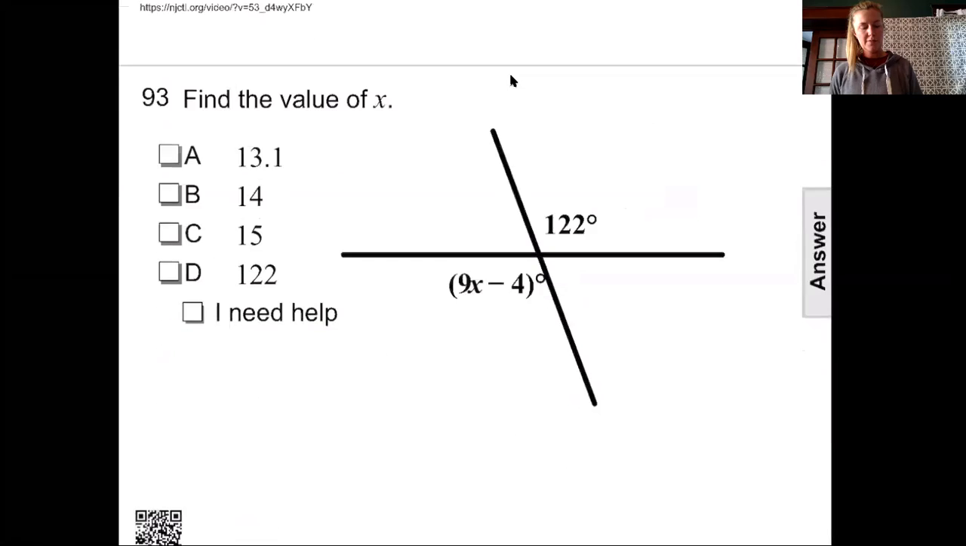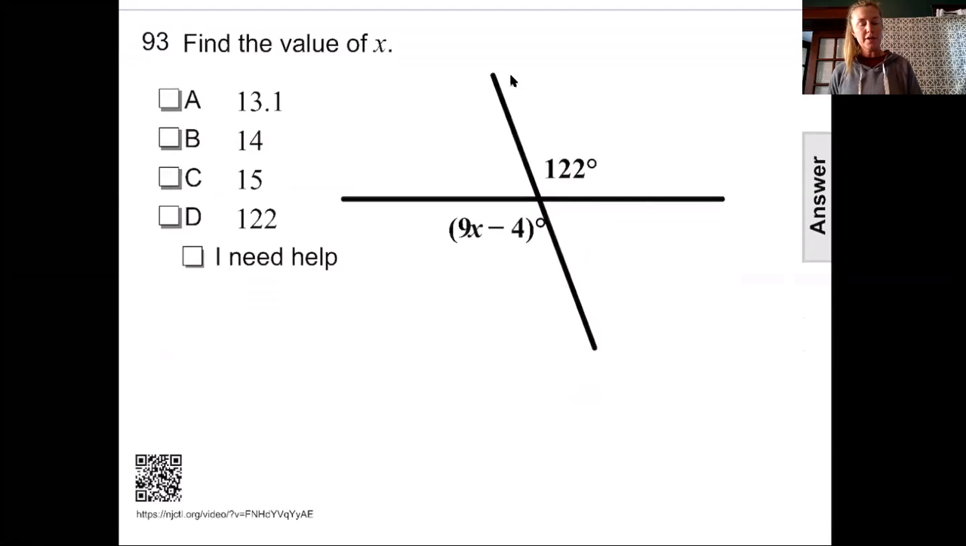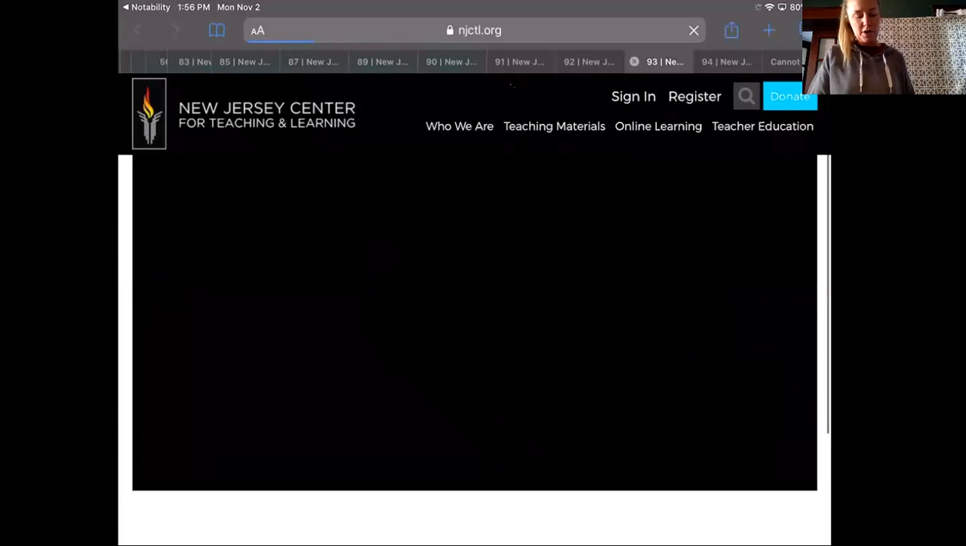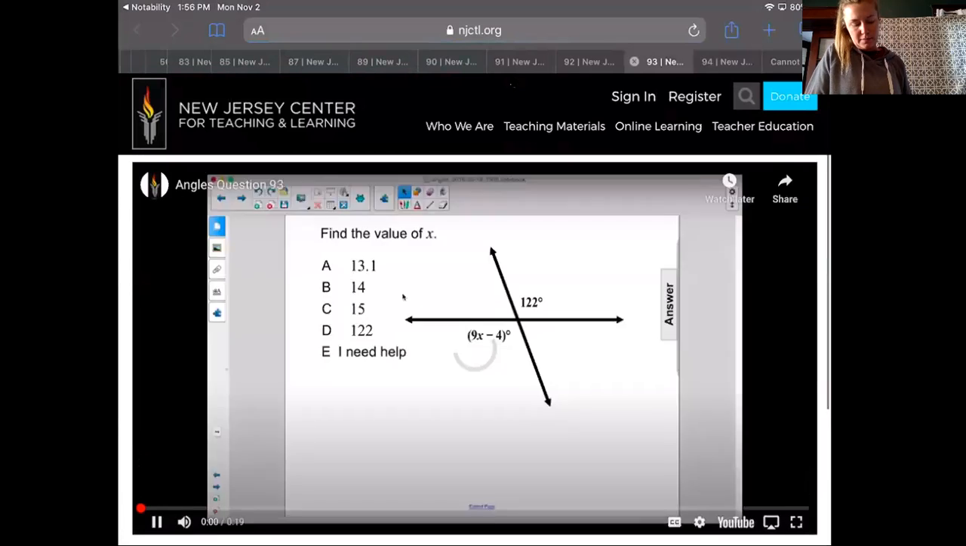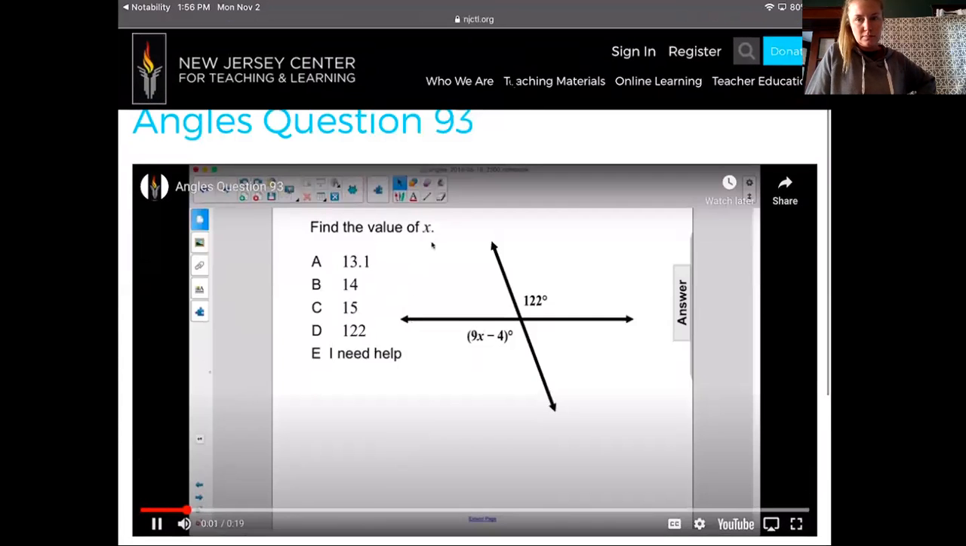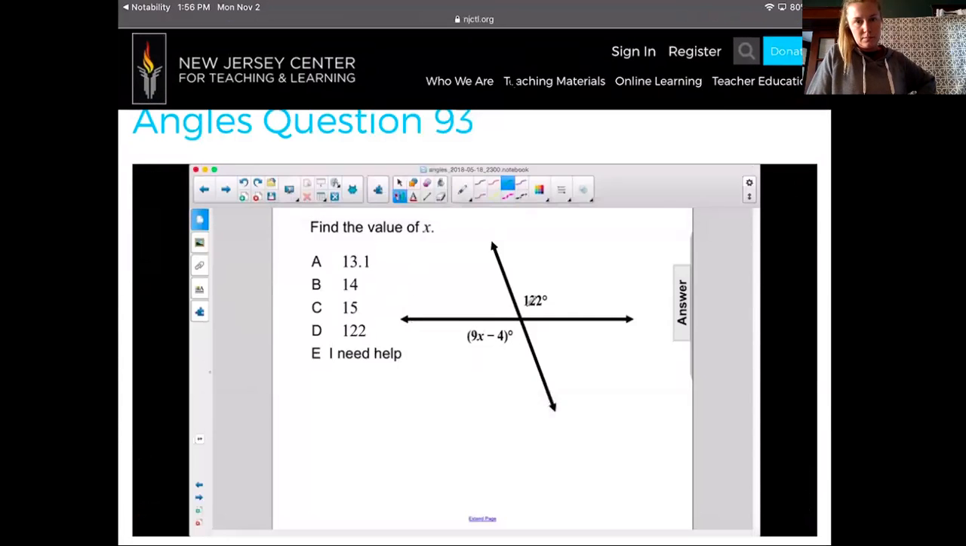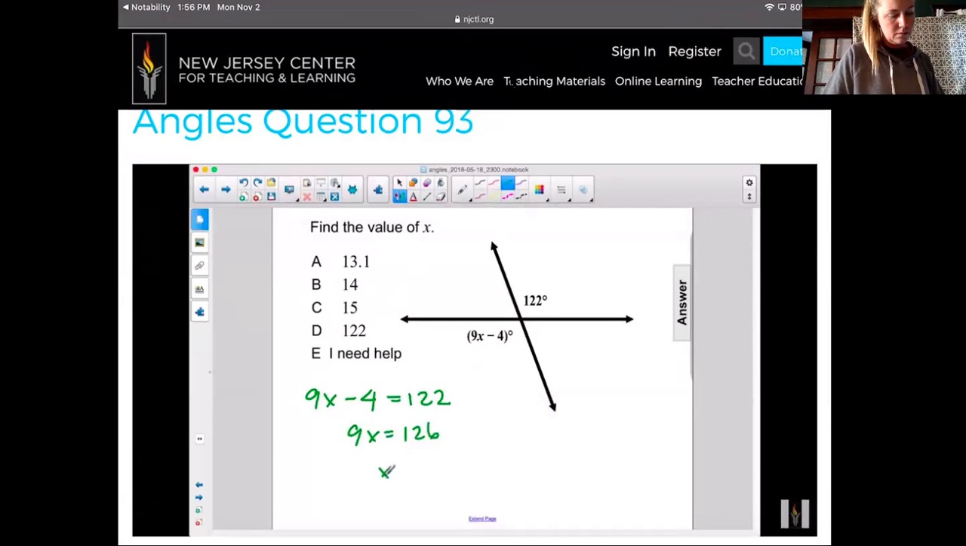Only have a few left right here. These are also vertical angles. Vertical angles we set in an equation that are equal to each other. Find the value of x. We know that these two angles are congruent because of the vertical angle theorem, so we can just set them equal to each other and solve for x. 9x equals 126, x equals 14. The answer is B.